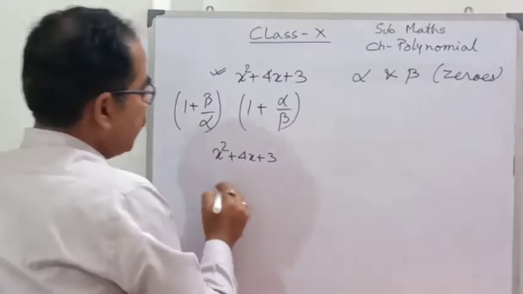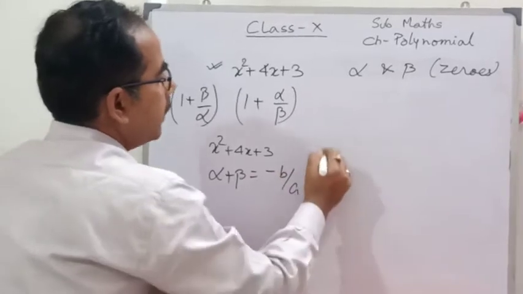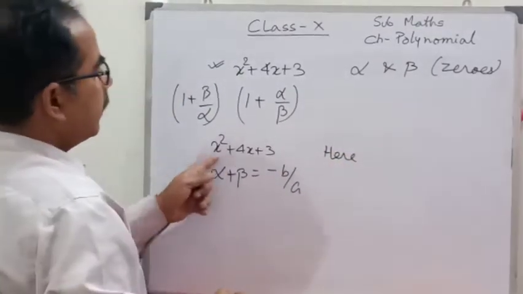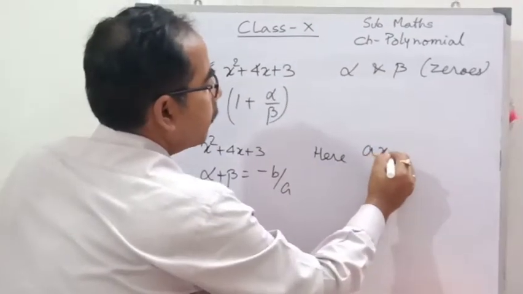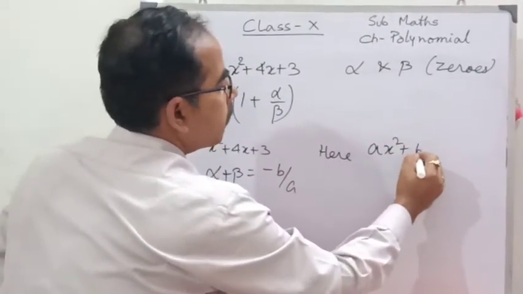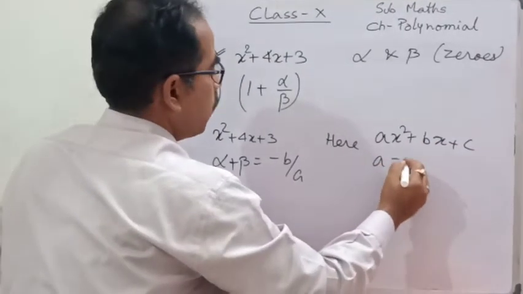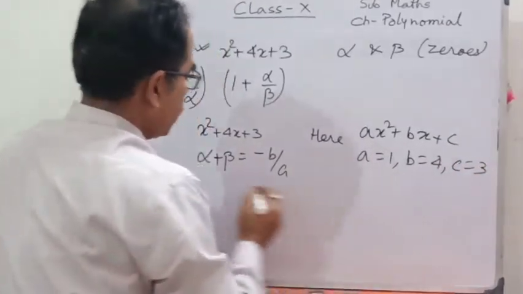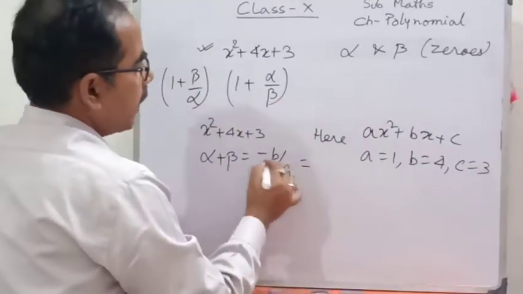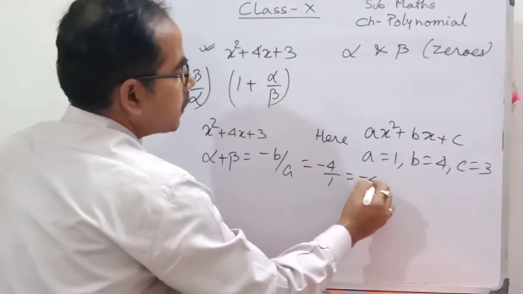So what we know is that alpha plus beta equal to minus b by a. So here, look at here, this is the quadratic polynomial. If you compare it with the general form, that is ax square plus bx plus c, what actually we are getting? a equal to 1, b equal to 4 and c equal to 3. So put the value over here. So what are you getting? Minus b by a. That means minus 4 by 1. That is minus 4.